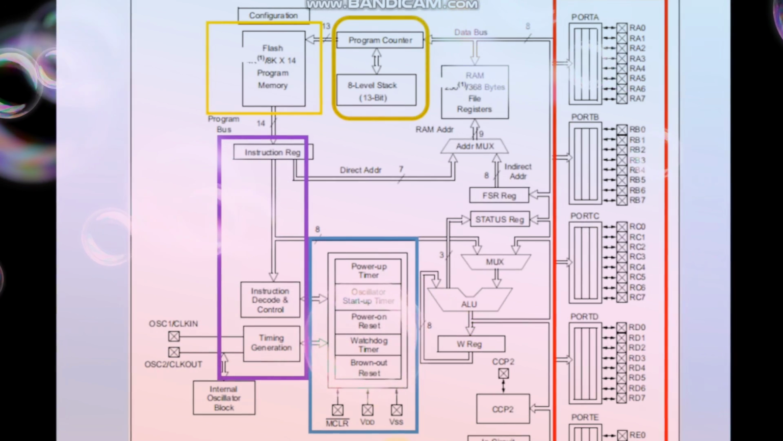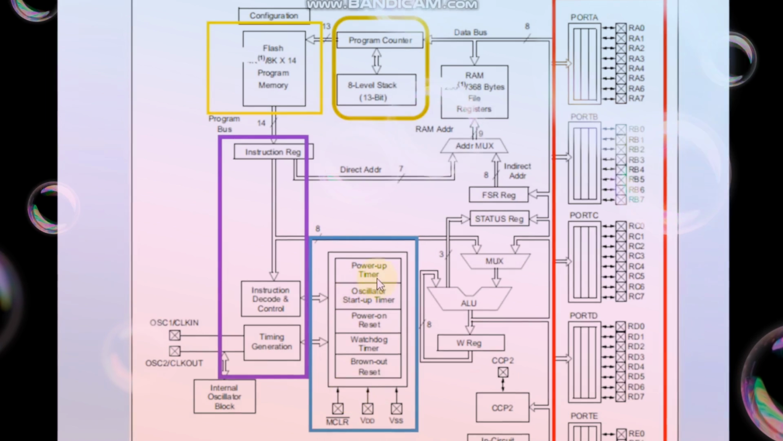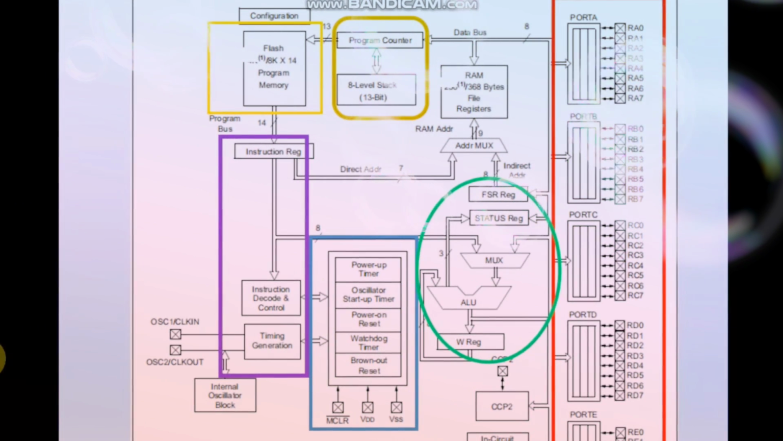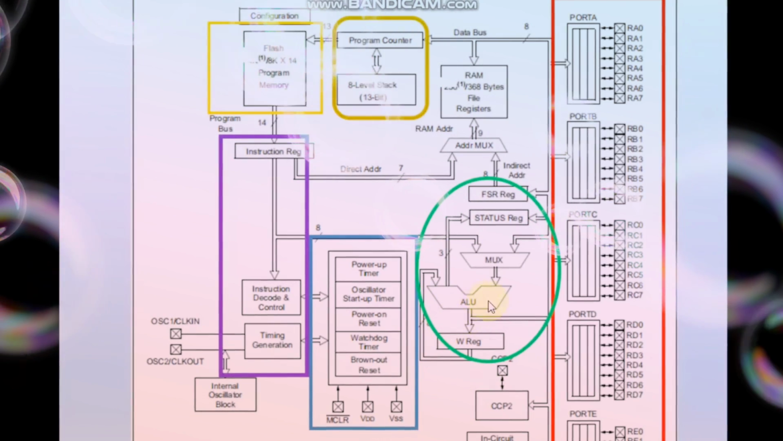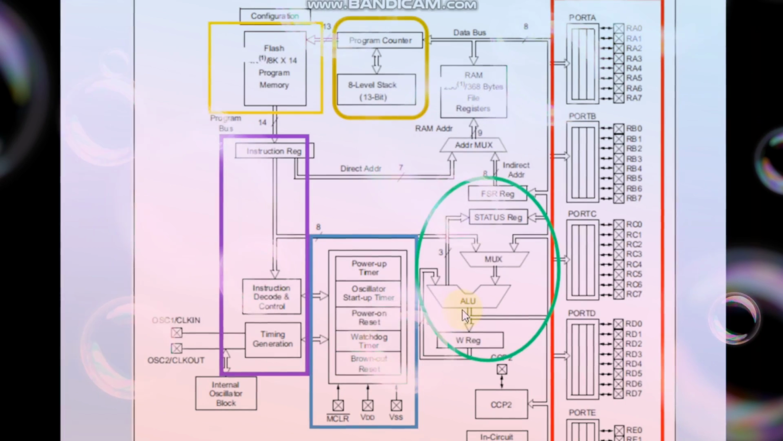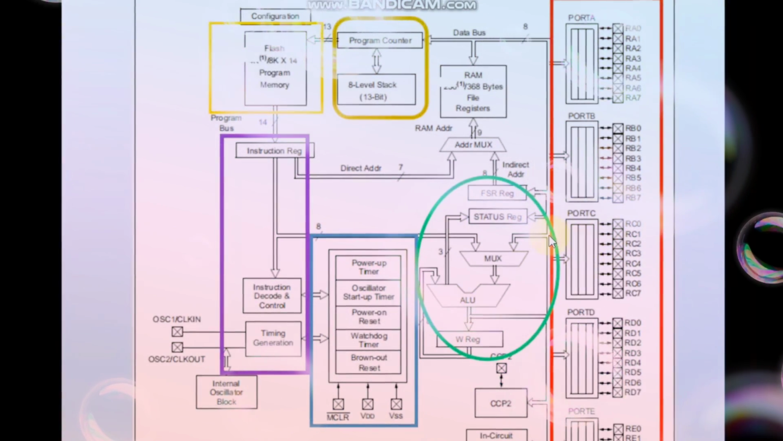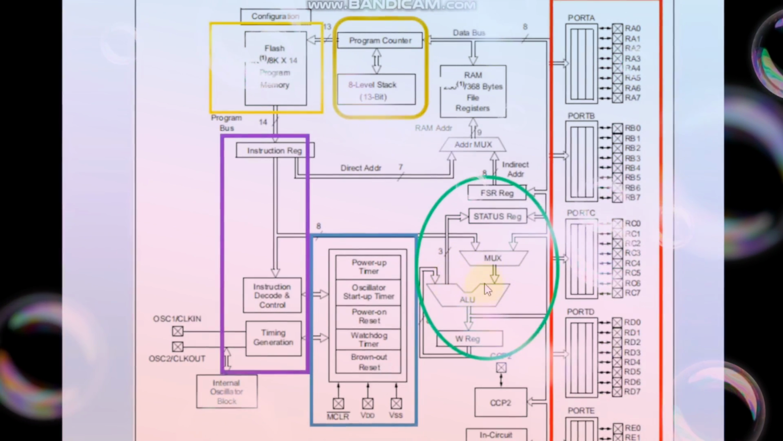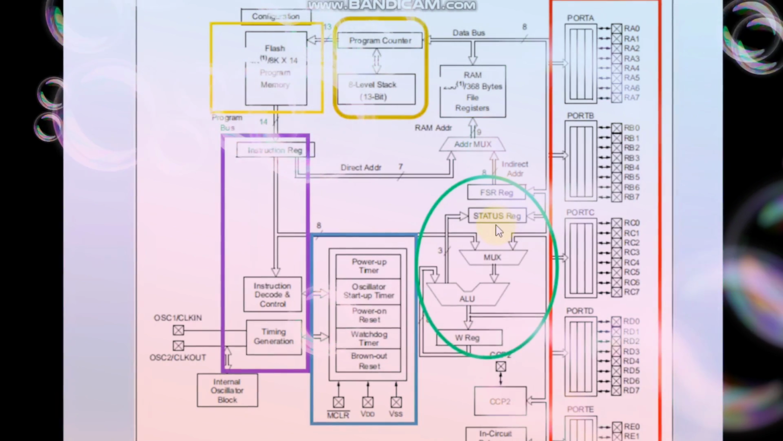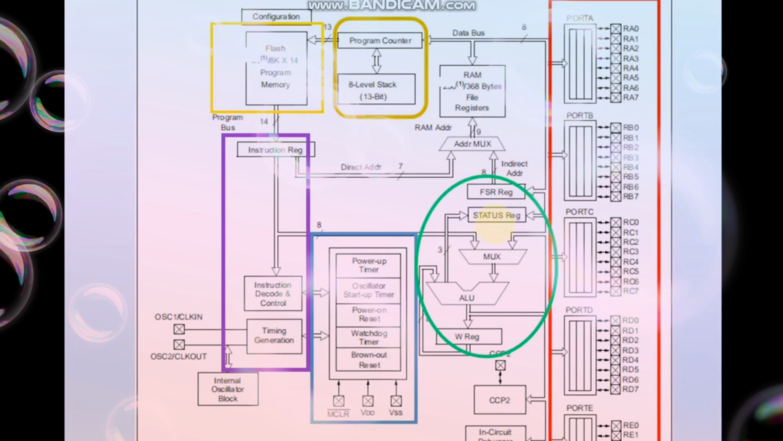PIC16F887. You can see memory clear, VDD and VSS. These are the power supply given to these circuitries. Next, coming to the ALU unit, which is the arithmetic and logic unit, it performs arithmetic and logical operations. After these operations are performed, you have a status register which will give us the status of the instructions that have been executed.